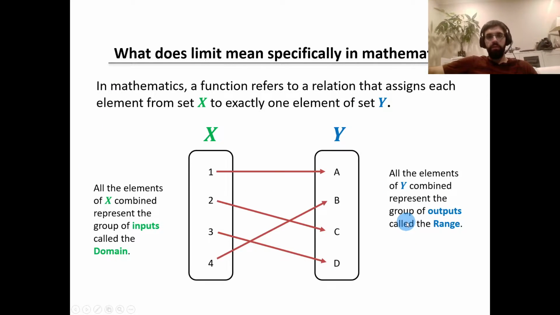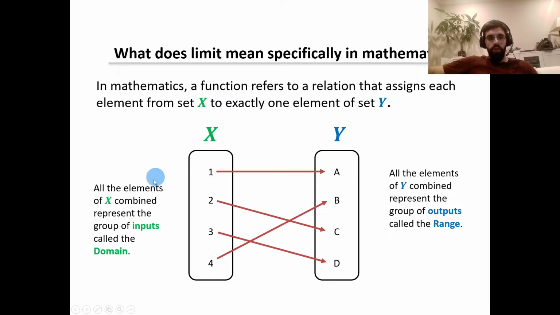So how about in math? In math, we talk about functions. We refer to, and this is going to be our formal definition, it refers to a relation that assigns an element from one set, let's say set X, to exactly one element in another set, in this case set Y. And so a function means that each element in this first set has only one arrow coming out of it.